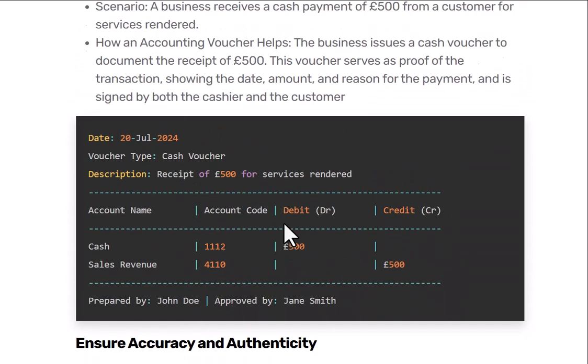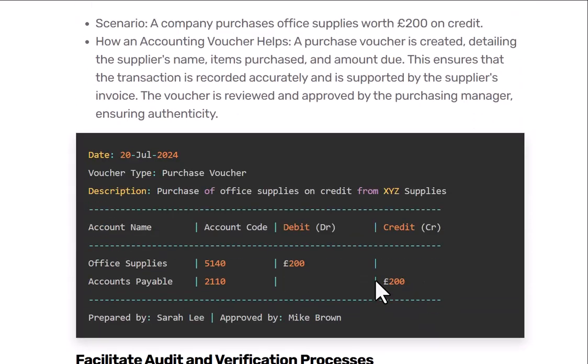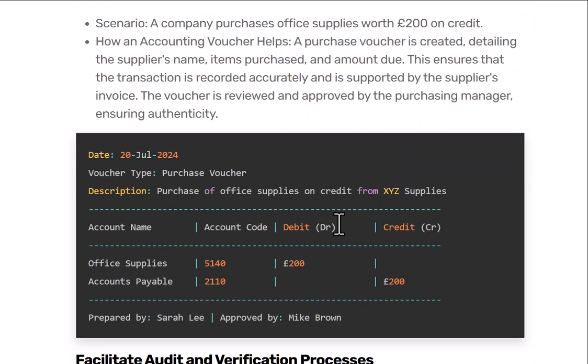So this is an example of a transaction. It's a proof of a financial transaction. How is it proof? Because it shows all the amounts and so on, and it is prepared and approved. The other example shows the accuracy, because it details the supplier name. You see here, for example, it shows who our supplier is. We purchased supplies from the supplier XYZ.